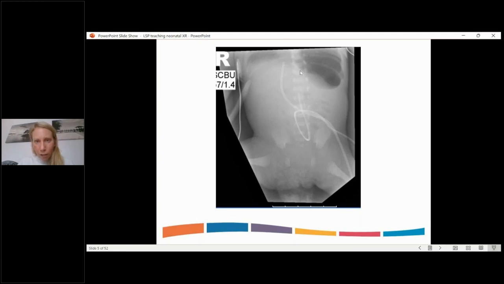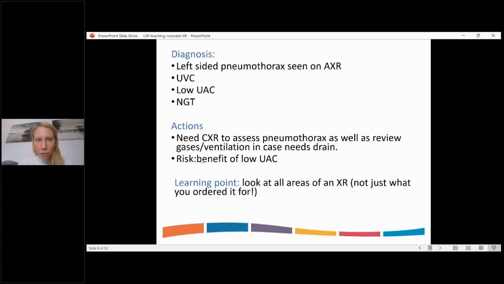But the more worrying thing is here, and what a couple of you have put on the chat, is a left-sided pneumothorax that could easily be missed because you're doing this x-ray to look for the lines. So yeah, it was a left-sided pneumothorax, UVC, low UAC, and an NG tube. So we need to look at a chest x-ray to look at the pneumothorax and obviously check how the baby is. Risk benefit of a low UAC, generally avoid unless your baby's needing lots of inotropes. And the learning point for this one to start with is just to look at all areas of the x-ray, not just what you ordered it for.